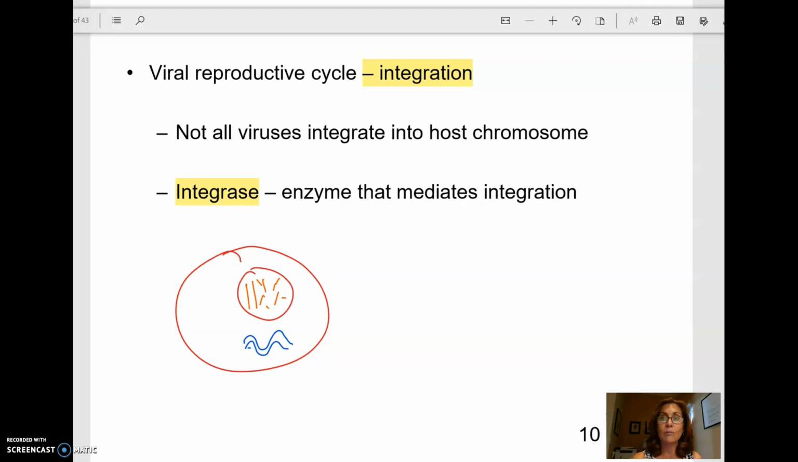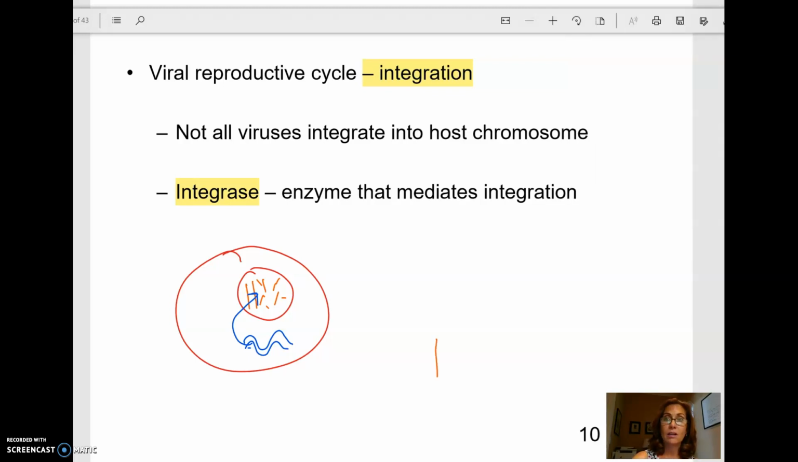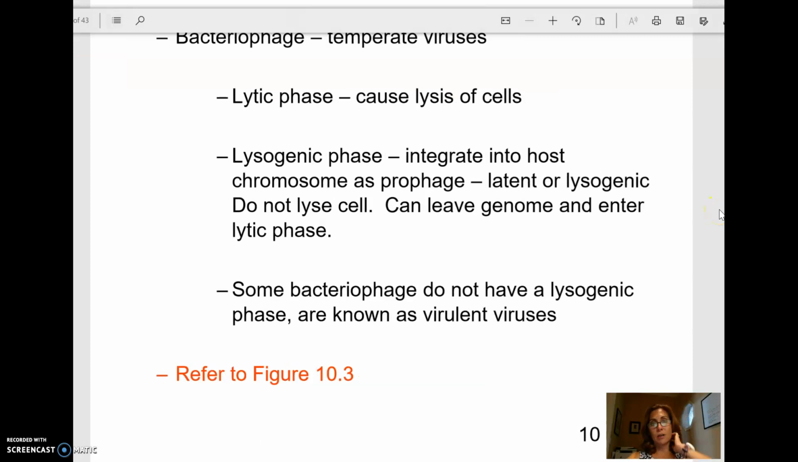the human genome, the viral DNA gets into the nucleus, and integrase, an enzyme that is in the viral DNA, is expressed, and it allows an individual chromosome to accept or integrate the viral DNA into its chromosome. So, we're not going to go into a whole lot of detail yet about integration. Let's talk a little bit about bacteriophage.